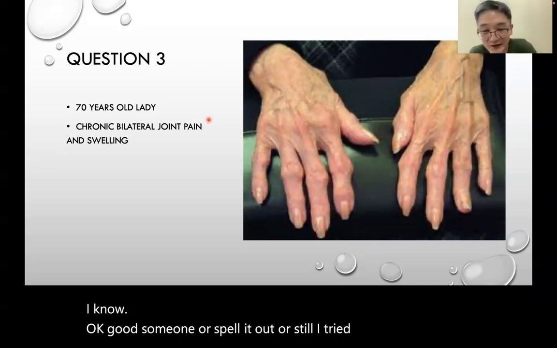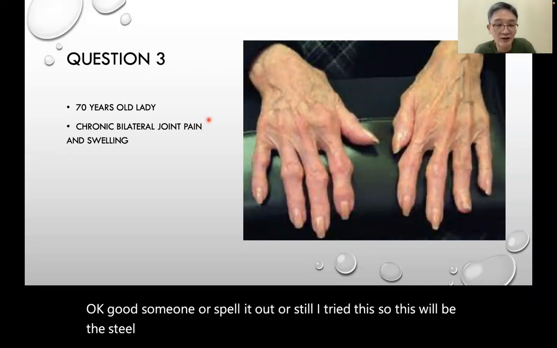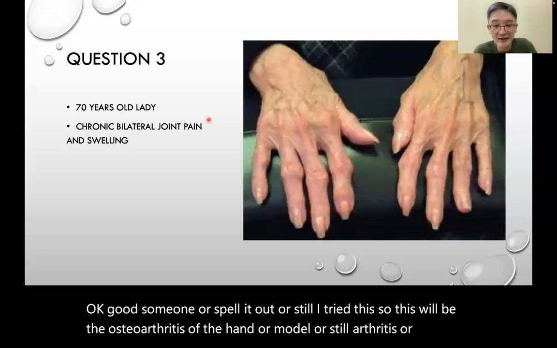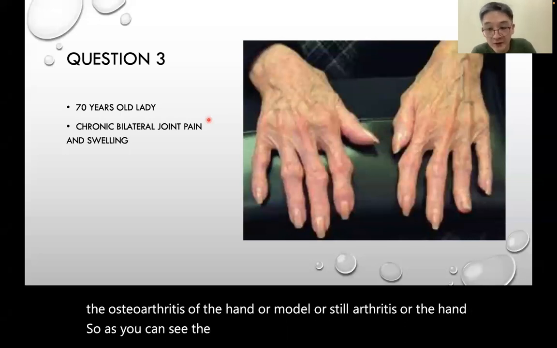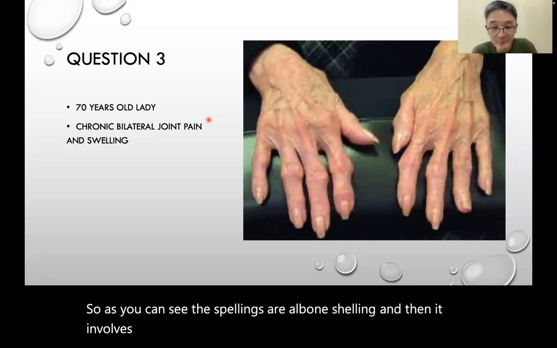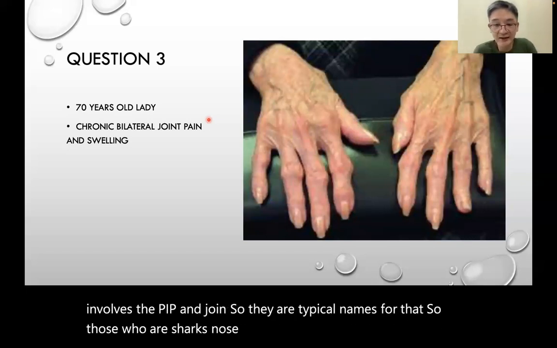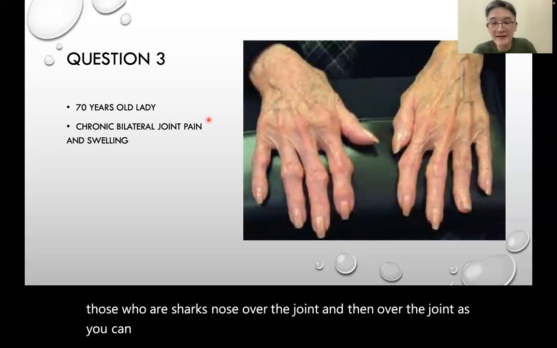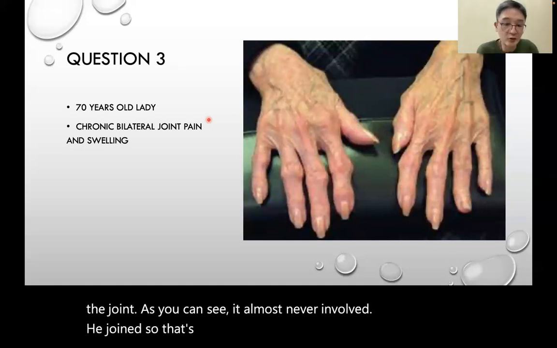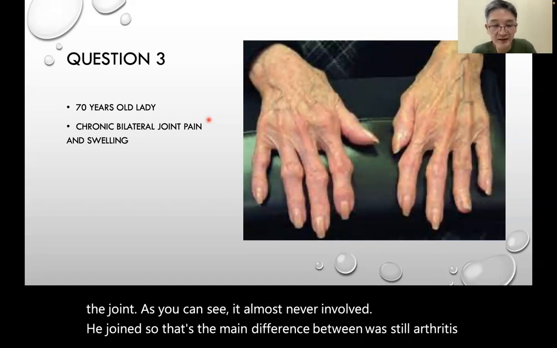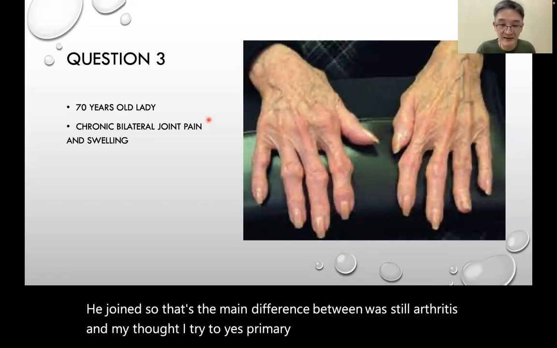Osteoarthritis. So this will be the osteoarthritis of the hand, or nodal osteoarthritis of the hand. As you can see, the swellings are all bony swellings, and it involves the PIP and DIP joints. There are typical names for that: the Bouchard's node over the PIP joint, and the Heberden's node over the DIP joint. As you can see, it almost never involves the MCP joint. So that's the main difference between osteoarthritis and rheumatoid arthritis. Yes, primary OA hands, it's acceptable.